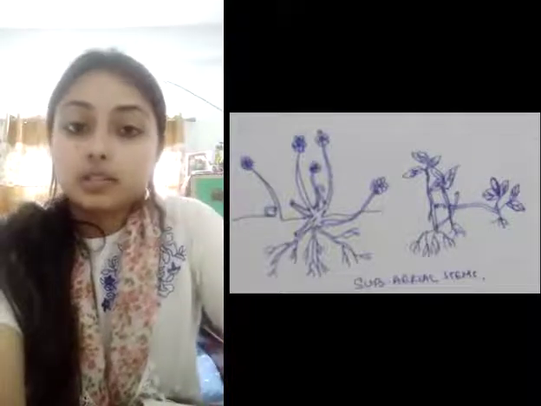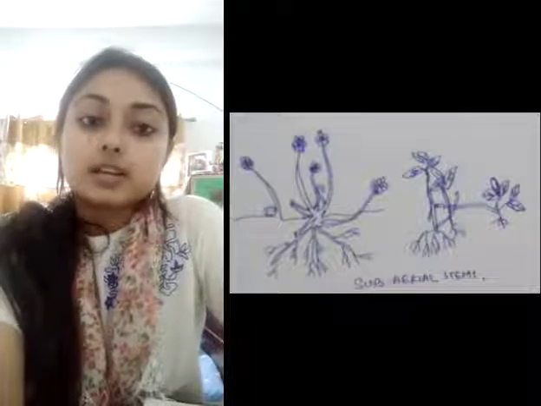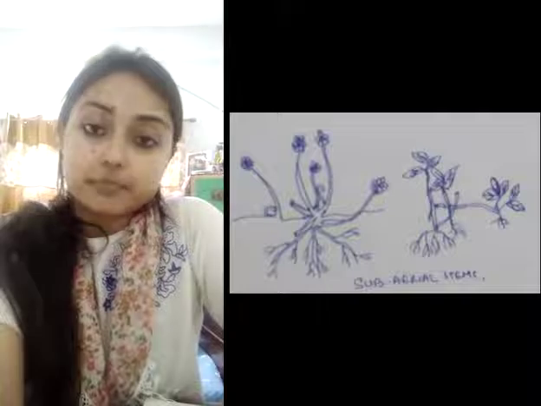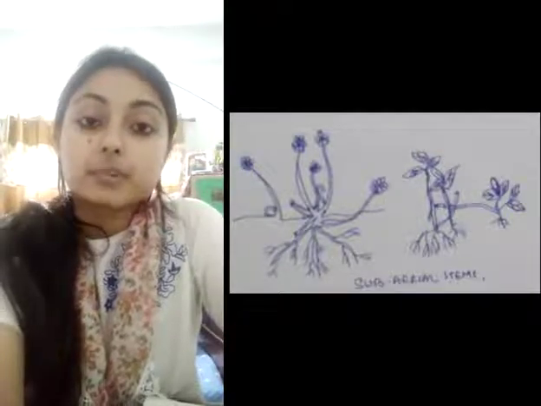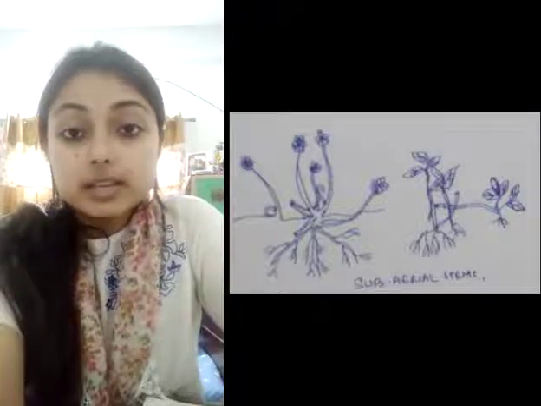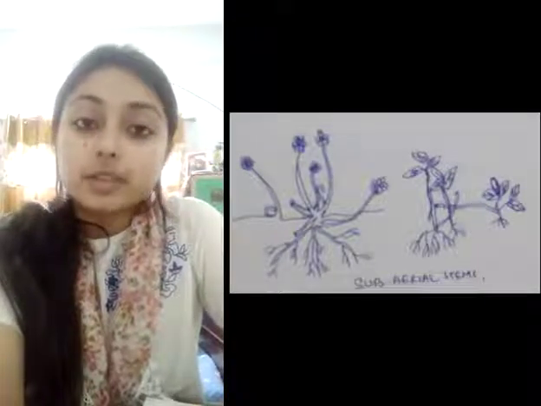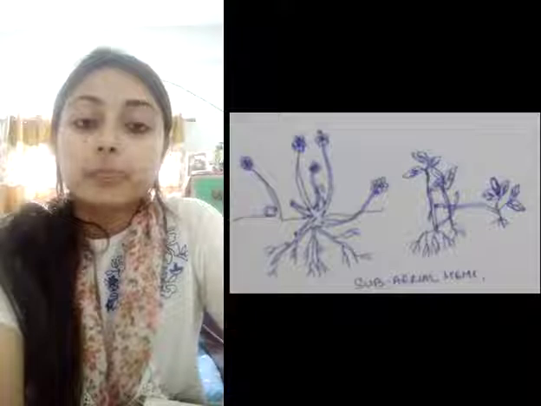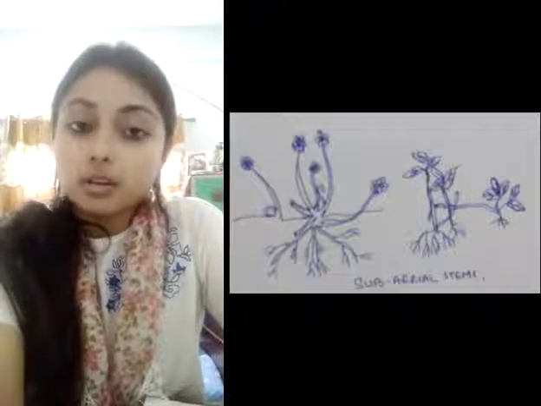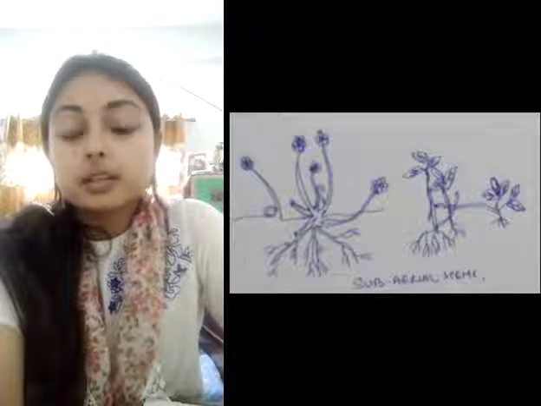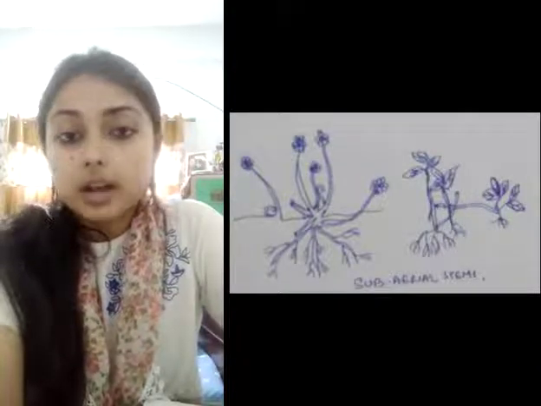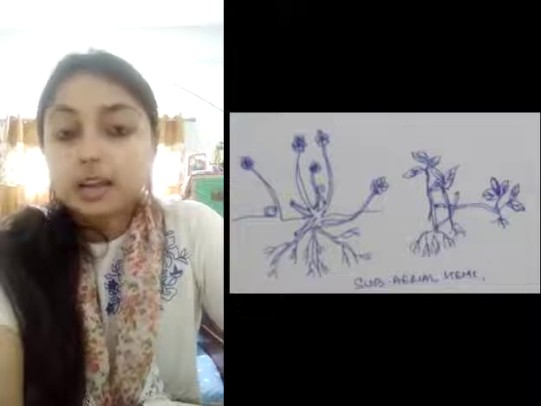Next are the offsets. Offsets give rise to tufts of buds. And where are the buds formed? The buds are formed at the node. Now these are the offsets and adventitious roots below. For example, water hyacinth. Suckers, this is the next type. The stem grows upward and gives rise to new branches and adventitious roots.